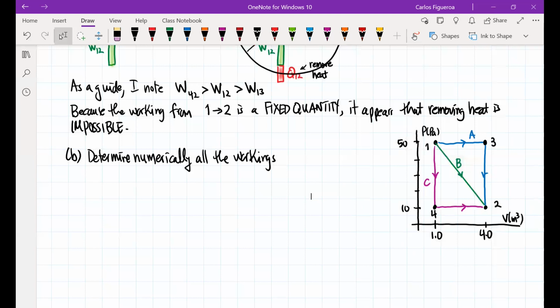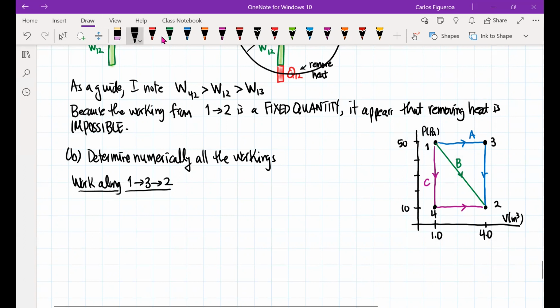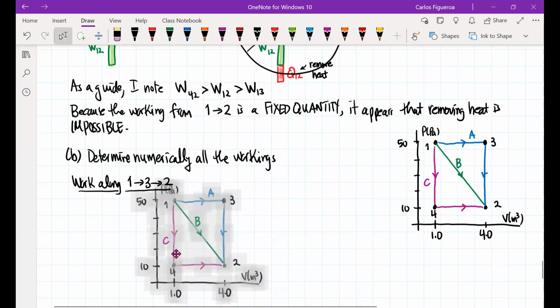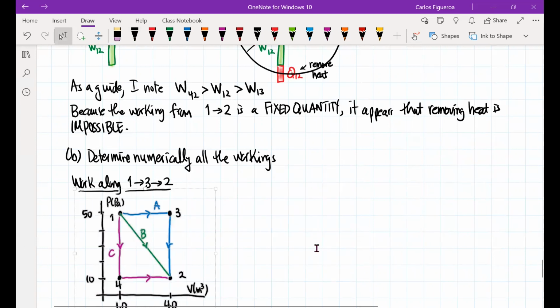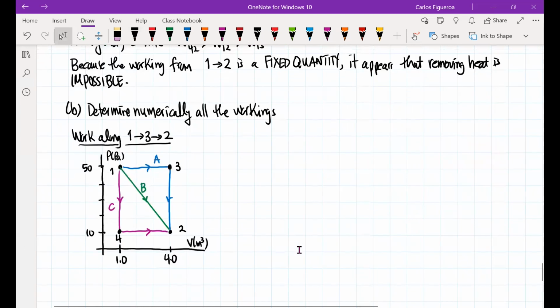So here I go. This is going to be the work along 1 to 3 to 2. Okay, so I'm going to take this and move it over here. And if I do that, then what I'm really seeing is that none of these paths exist at all.